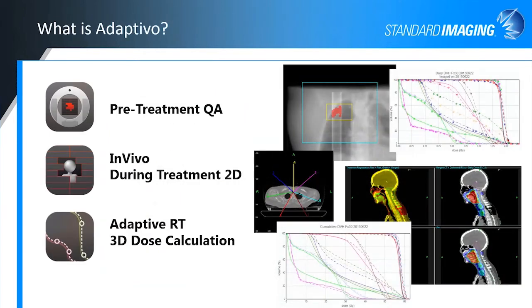So there are 3 major components to the Adaptivo software. There's the pretreatment QA portion, the in vivo portion, which uses the information acquired at the time of treatment to perform treatment evaluation, and then the adaptive portion, which uses the cone beam CT to recalculate dose and assess dose changes that could be occurring over time.